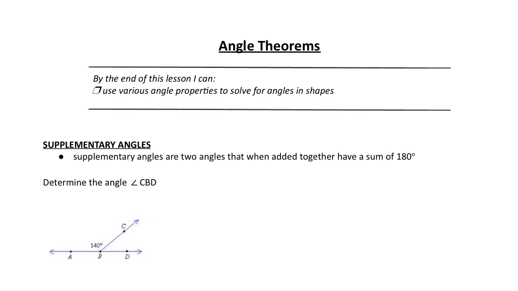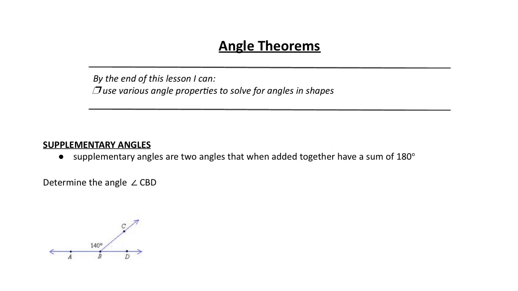Angles are formed when two intersecting lines or surfaces meet at a common point or vertex. There are many ways to classify angles based on their measurements, and in this video we are going to focus on angle theorems. We'll start with some basic angle relationships and properties, and then look at the relationship between angles formed between parallel lines. So let's start with supplementary angles.